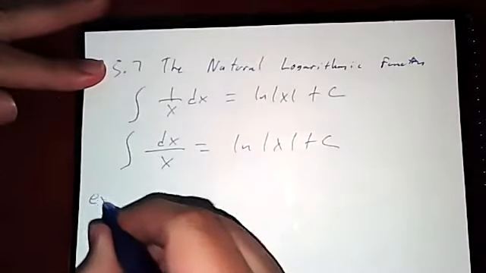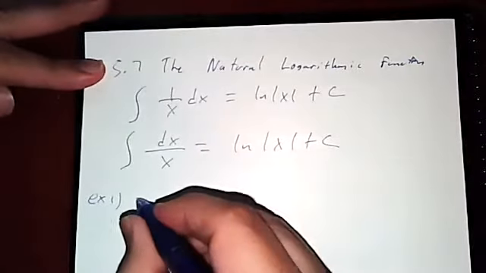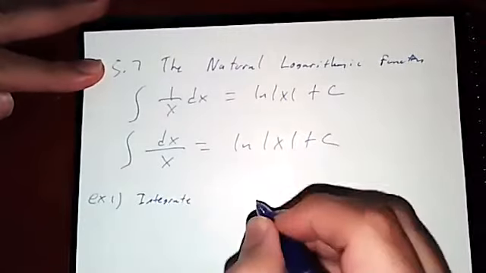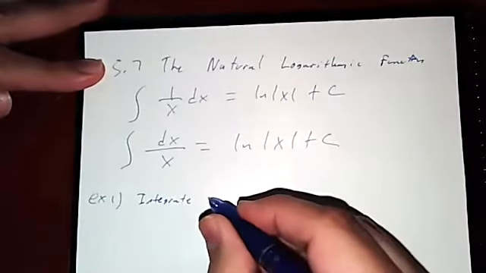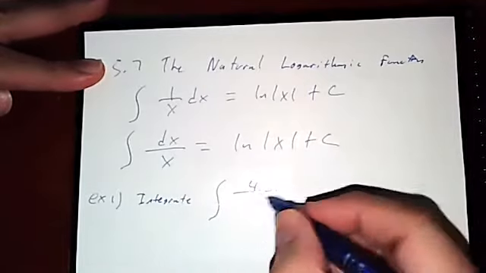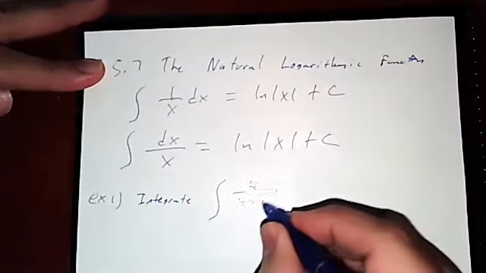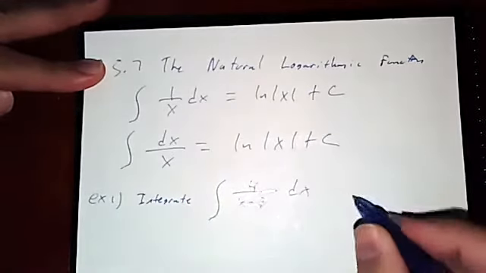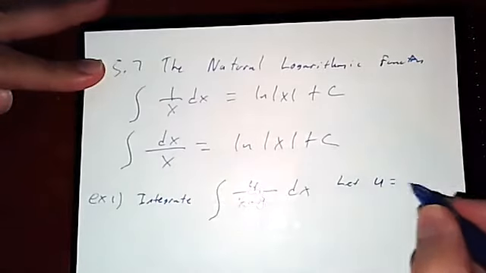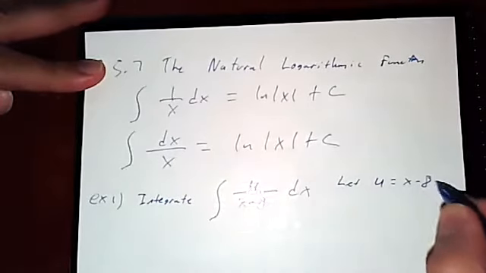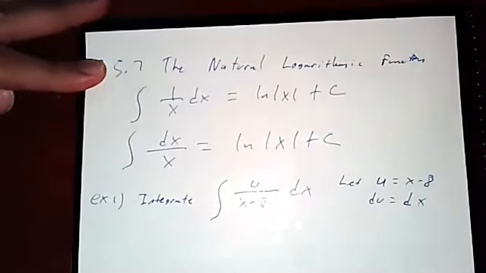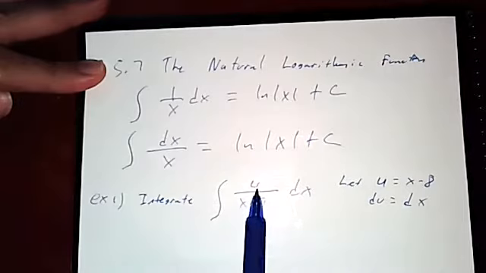All right, so first example, integrate. We'll focus on just understanding how to sub and what type of questions we'll see. So 4 over x minus 8 dx. Let u equal x minus 8, du would be equal to dx, correct? So that 4 is just in the way.